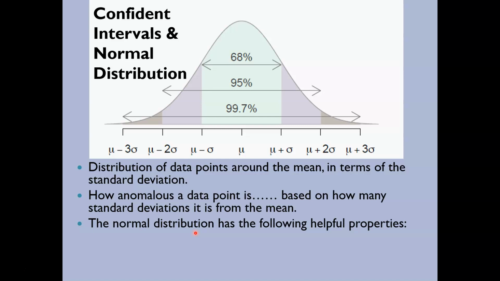How many within 68%? How many within 99.7%, right? So that's what you're looking at over here. It gives you an idea about the anomaly of your data points.